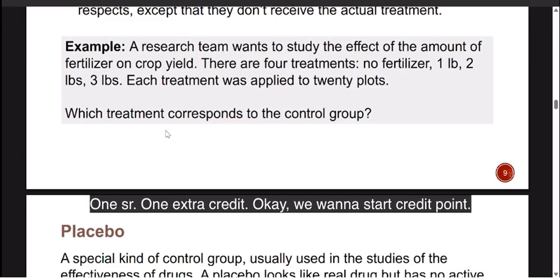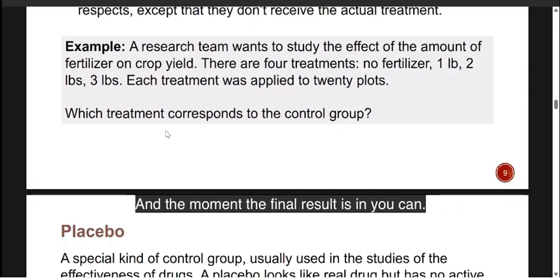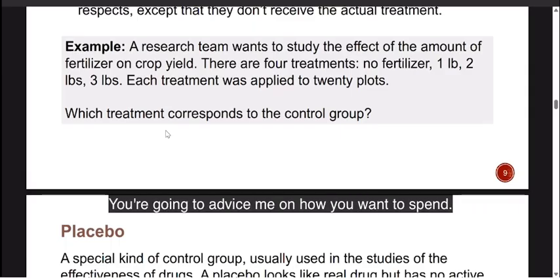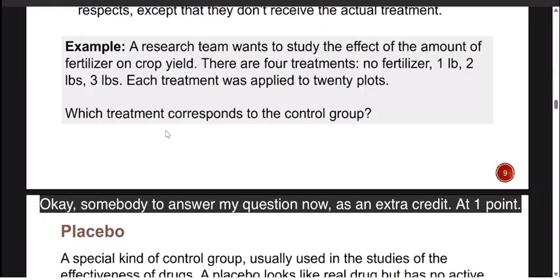Okay? One extra credit point, okay? And you can accumulate that throughout the semester, and the moment the final result is in, you're going to advise me on how you want to spend your extra credits. Okay, somebody answer my question now for an extra credit of 1 point.